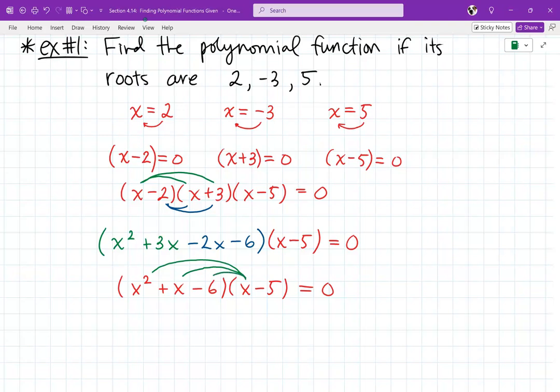So here we go. This is going to be x times x squared, that's x cubed. X times x, that's x squared. X times -6, that's -6x. Actually, let me move this down a little bit. Give me a second, because I want some room for the blue markings.